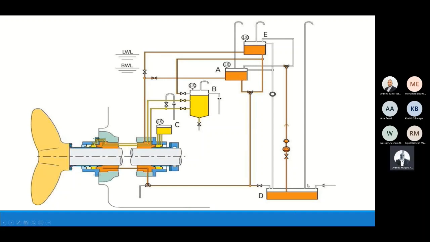When you are ready to fill the stern tube again, by the pump you push up the oil to the stern tube lube oil tank and you keep filling the stern tube. This is the standard lube oil system, the filling of the stern tube and all the pipelines connected to and from the stern tube. This is the normal lube oil system.